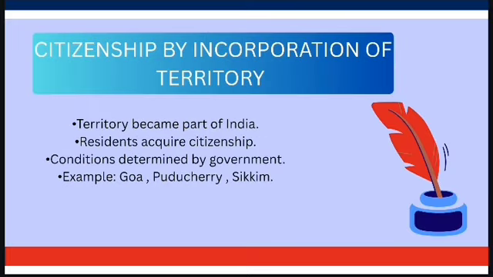Last is citizenship by incorporation of territory. Here, when a new territory becomes part of India, the Government of India may specify conditions under which its residents become Indian citizens. Examples include Goa, Pondicherry, and Sikkim. This provision ensures smooth integration of newly acquired territories into the Indian Union.